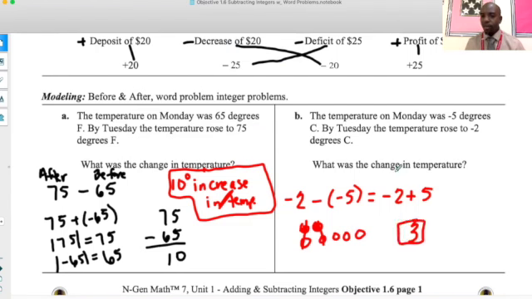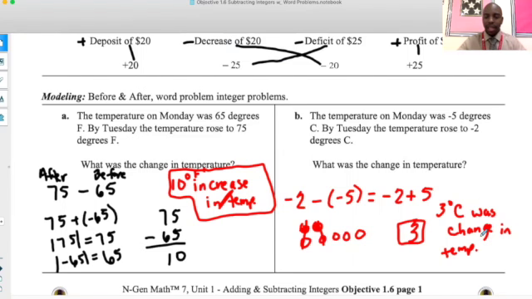Okay? Now, for these, you can either use absolute value, you can use counters, whatever method you feel most comfortable with. But please make sure you're showing your work. Oh, and I apologize. I should have put 3 degrees Celsius, and this one should have said Fahrenheit. 3 degrees Celsius was the change in temperature. Or that's how much it increased, right? We know it increased because that's a positive 3 and not a negative 3, okay?